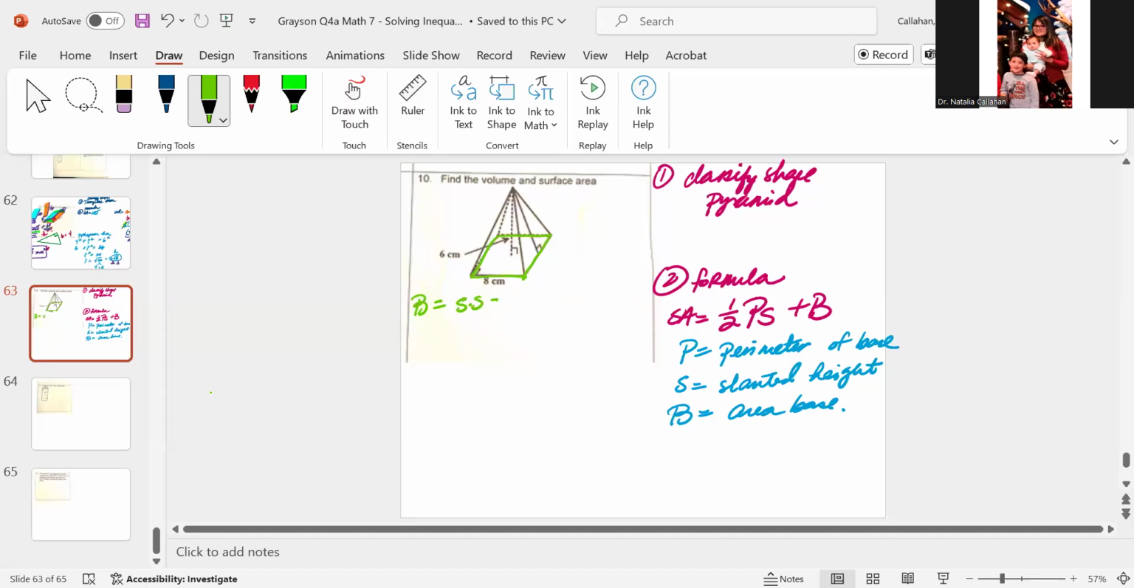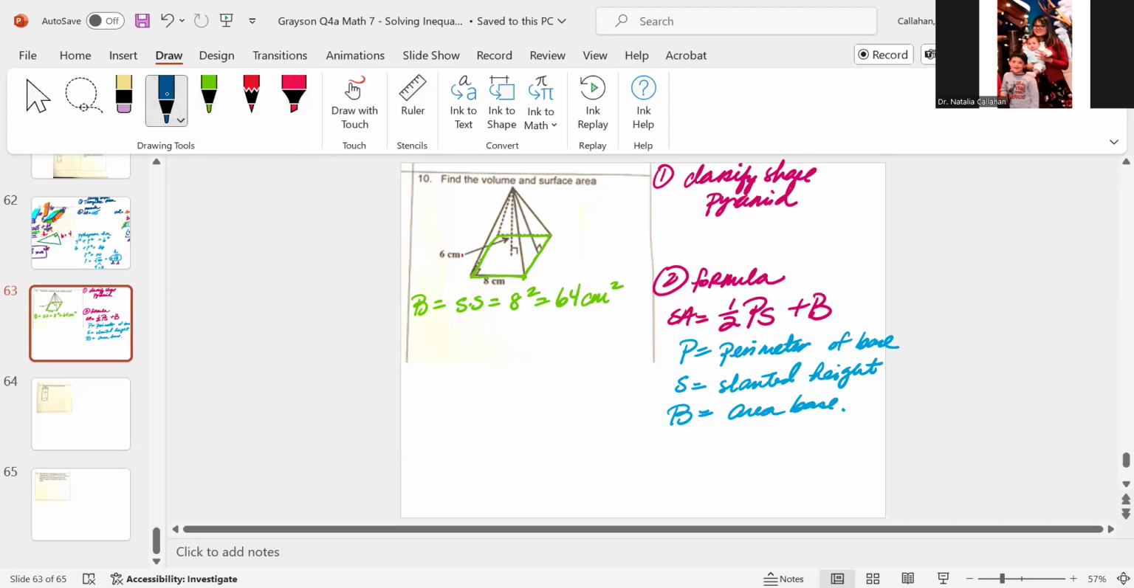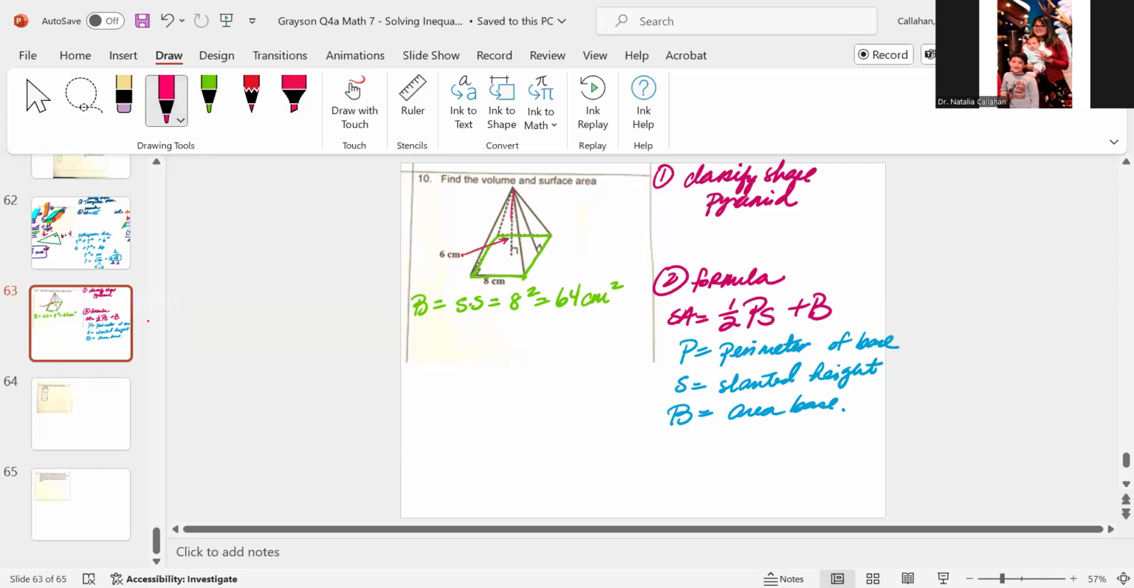Area is going to be side times side. So what is it? What is the side here? 6. No. Do you see the arrow for 6? The arrow for 6 is pointing to this line right there. Do you see this red line right here? That's the height of the pyramid. Do you see that? The side of the base is 8.